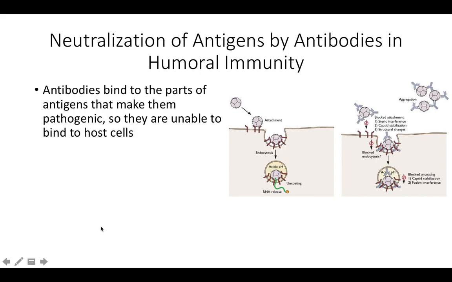We get neutralization of antigens through antibodies. So what happens here is, in this part of the picture, you're seeing a normal antigen binding to a host cell. But what happens is these antibodies will first bind to the antigen, so now their binding sites are blocked and they're not able to bind to the host cell. So they get kicked off here.